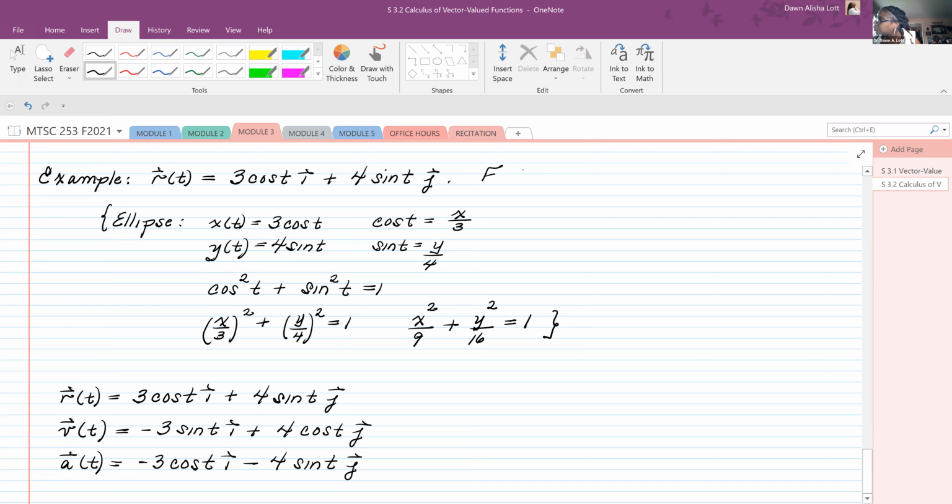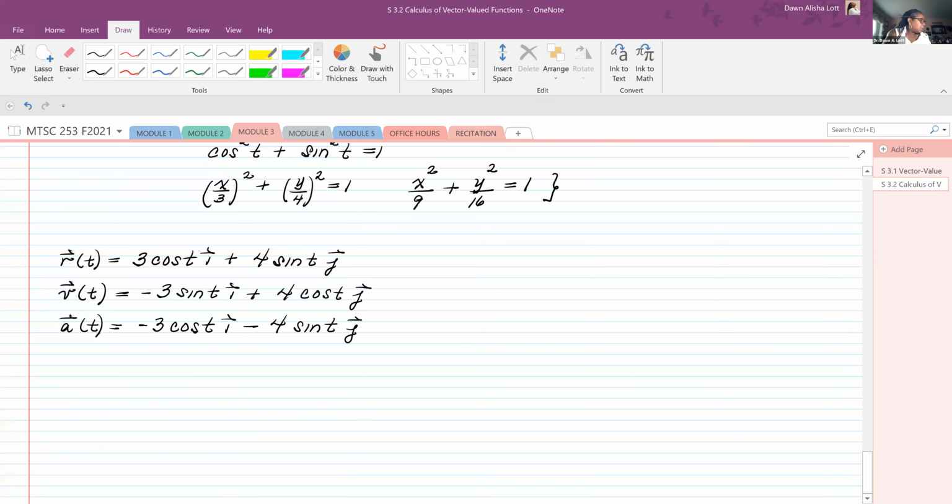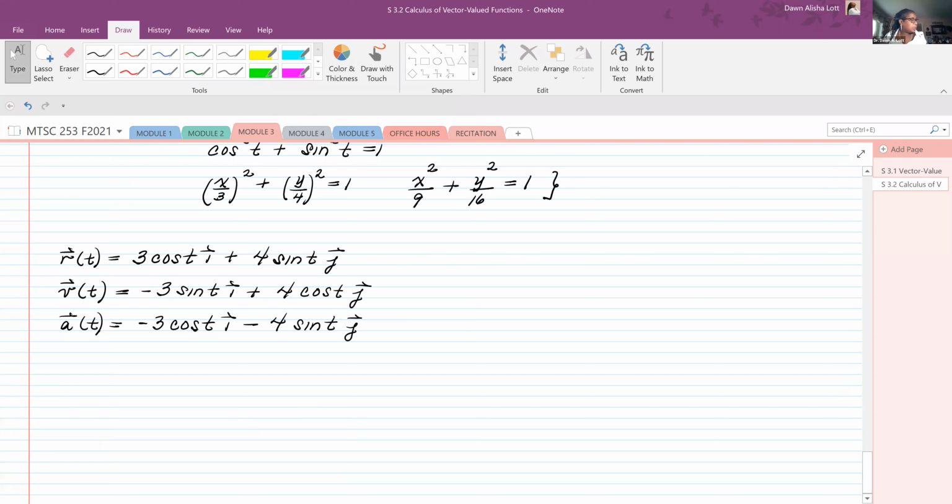Find velocity at pi over 4, acceleration at pi over 4, and the speed, nu, at pi over 4. Okay. So we got all of those.